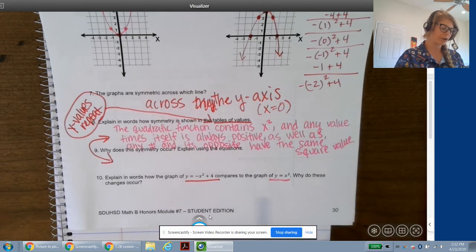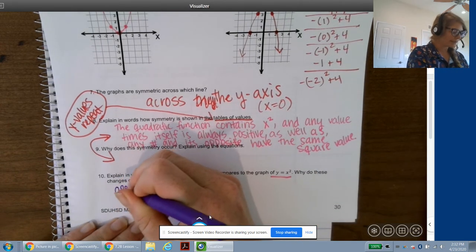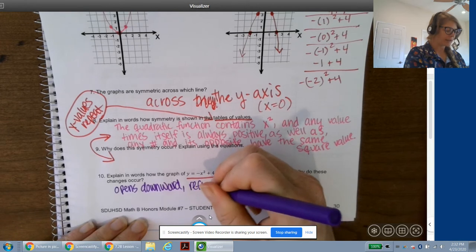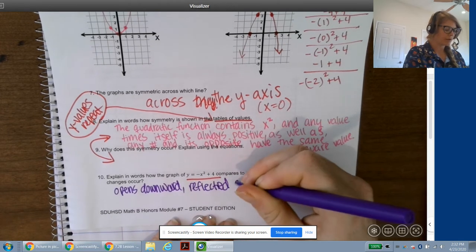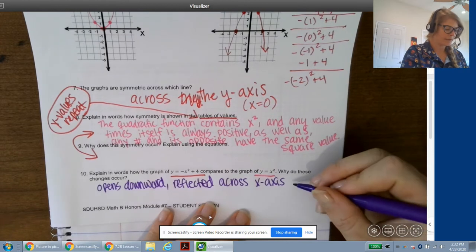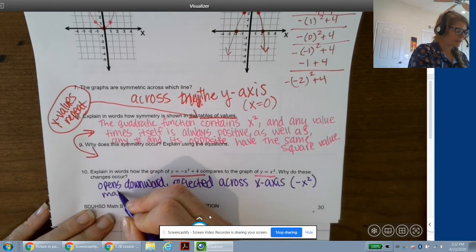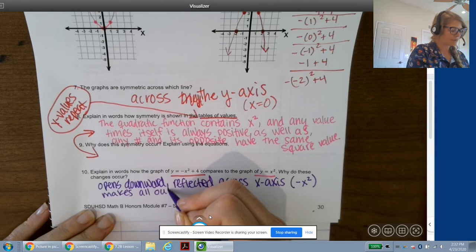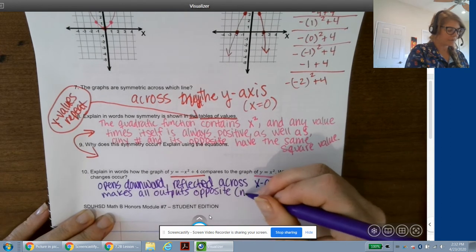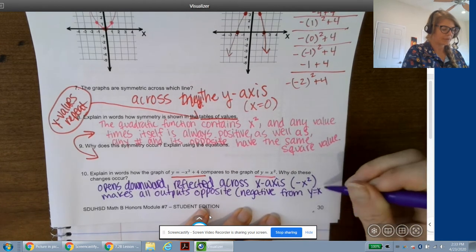Okay, so explain in words how the graph, we graphed the red graph, compares to our parent function, and why did these changes occur? So we said that it's a sad parabola, so we can say opens downward or reflected across the x-axis, negative x squared makes all outputs opposite, or negative, from y equals x squared.